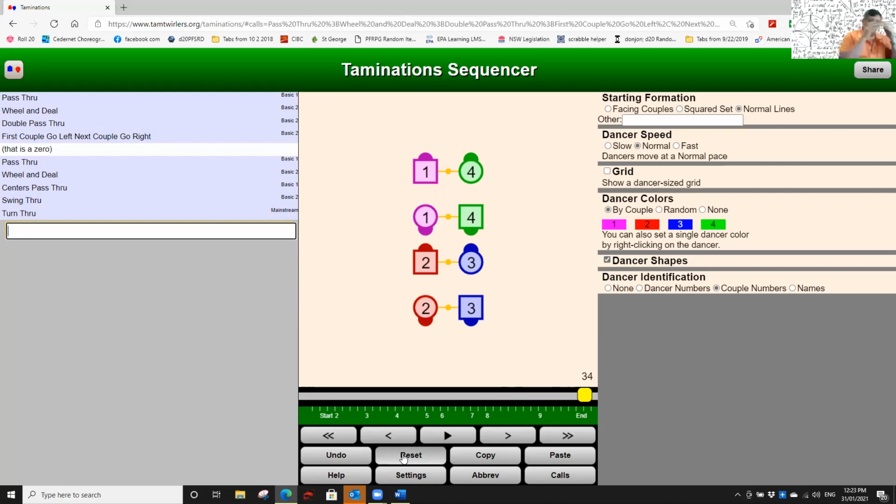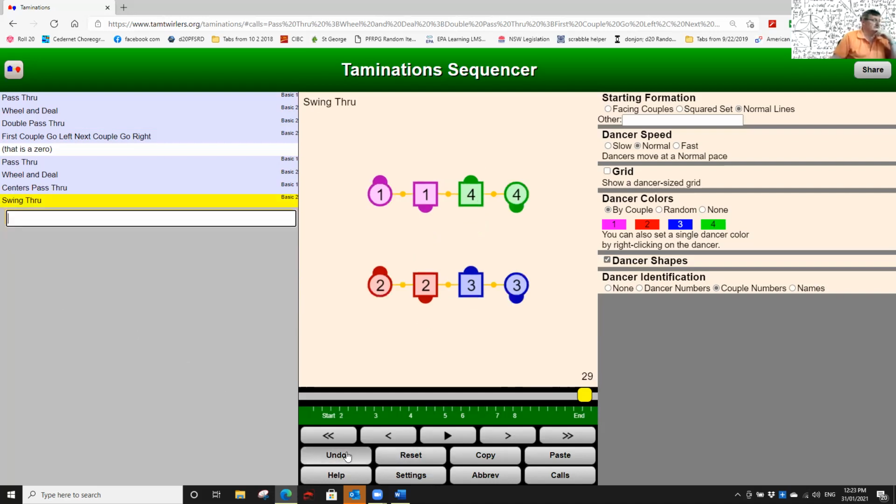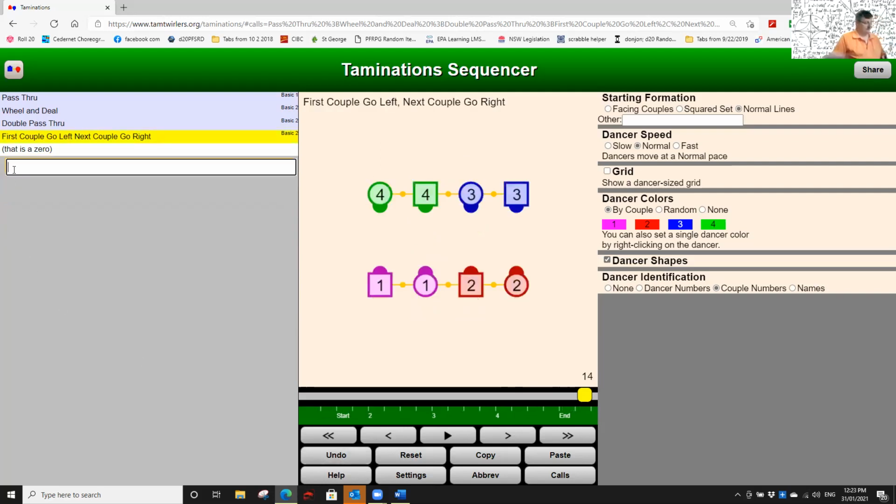One of the other things, like we were doing this, hang on. Do a square through 3.